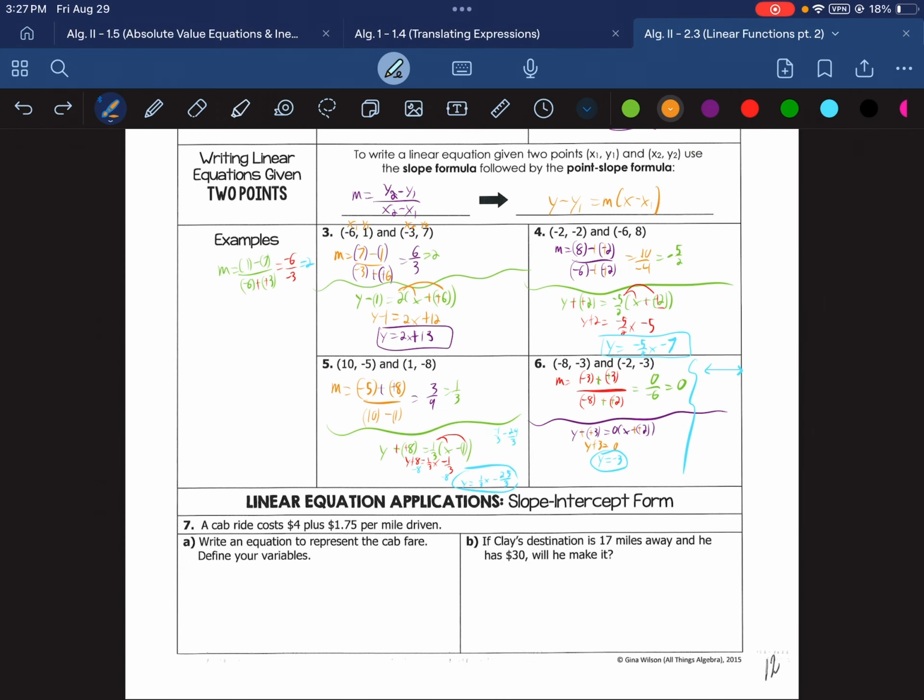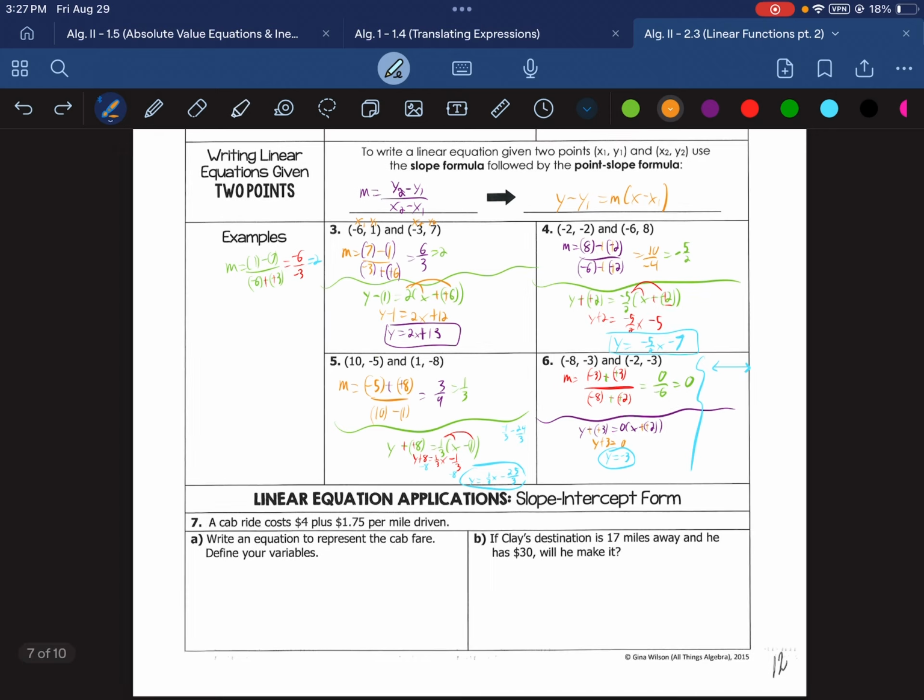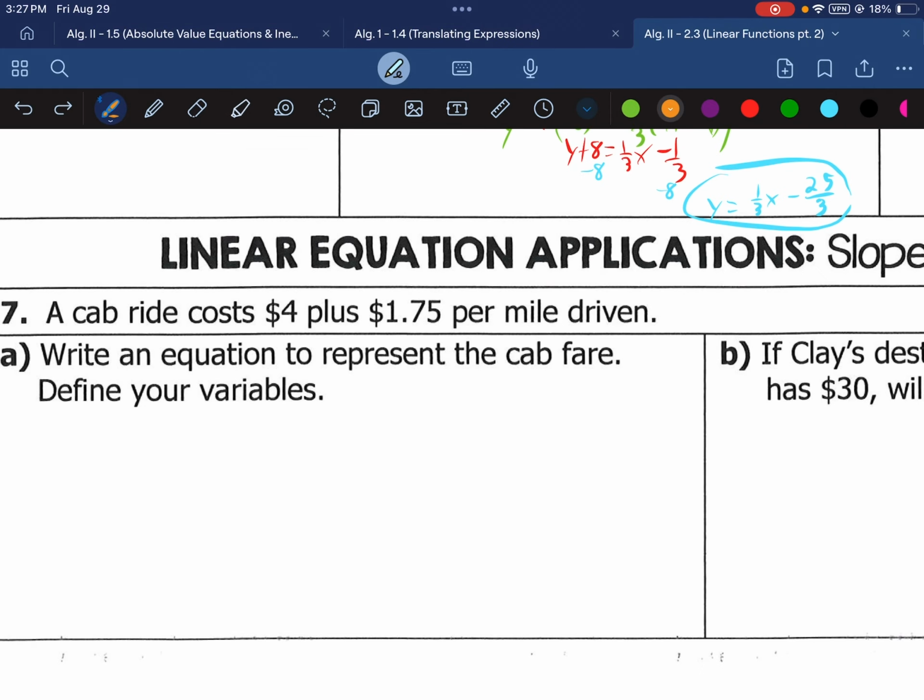Let's do some applications. How exciting. So slope-intercept form. We're going to set these equations up in slope-intercept form, and then we're going to solve. So we're going to set up on the left, and then we're going to solve for something on the right. So on the left here, a cab ride costs $4 plus $1.75 per mile driven. So we're going to write an equation to represent the cab fare and define our variables.